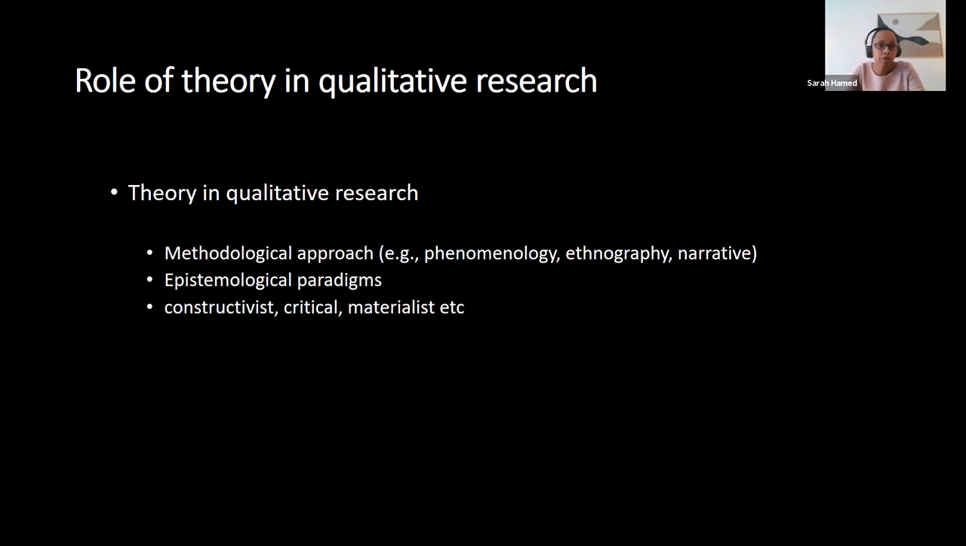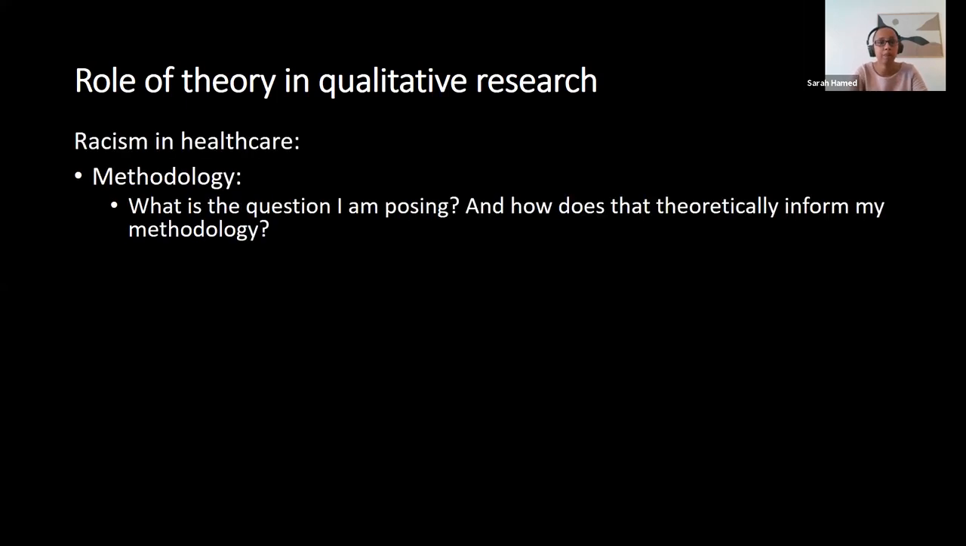But it is also informed by the different departure points, or the different epistemological paradigms, that one uses. So from the beginning, how do you see the phenomenon that you're studying? Is it from a social constructionist view, and I'm going to explain all of that, is it from a more critical view? Is it from a more materialist view? So all of those things, it's important to be informed by theory.